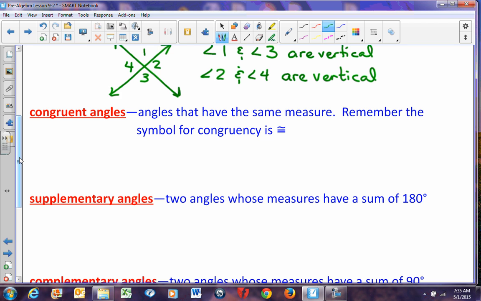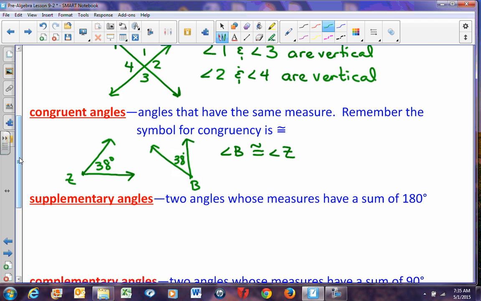So if I have two angles that are the same measure, maybe this is 38 degrees, I have another angle over here, which is also 38 degrees, those would be considered to be congruent angles. One way to show people that angles are congruent without having to write the measure on them, right? If I said that this is angle B, and this is angle Z, I could say that angle B is congruent to angle Z.